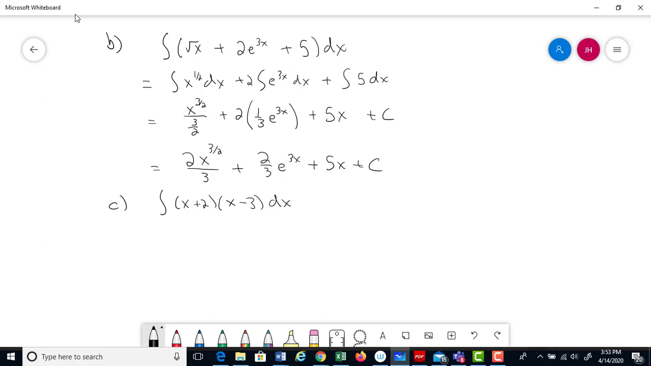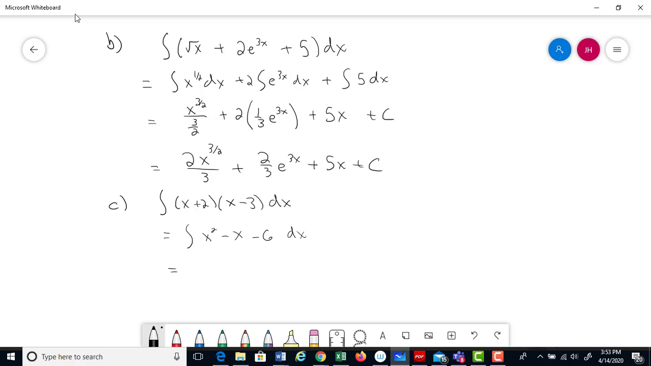So what we can do is sum and difference. We're allowed to do that, and we can pull out constants. So when it comes to antiderivatives, the easiest thing to do if you have the antiderivative of a product is multiply first, antiderivative second. So that's what I'm going to do. So this is going to be equal to the integral of x squared minus 3x plus 2x, which is minus x, and then minus 6 dx. So we're going to multiply first, we're going to integrate second.